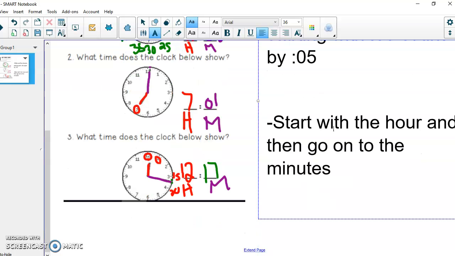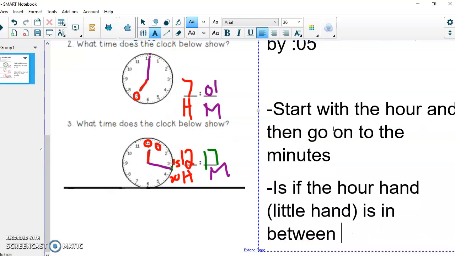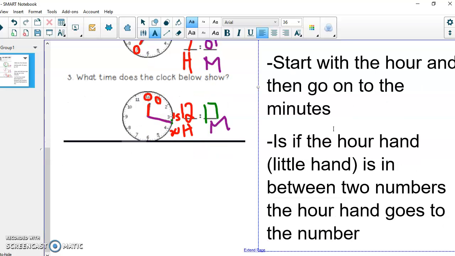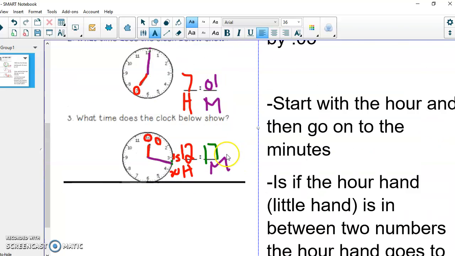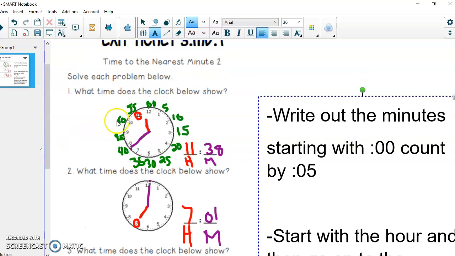And my last tip for you is if the hour hand, the little one, is in between two numbers, the hour hand goes to the number before. So that example is right up here. If it's in between 11 and 12, it's not going to be the 12 because it hasn't passed that yet.